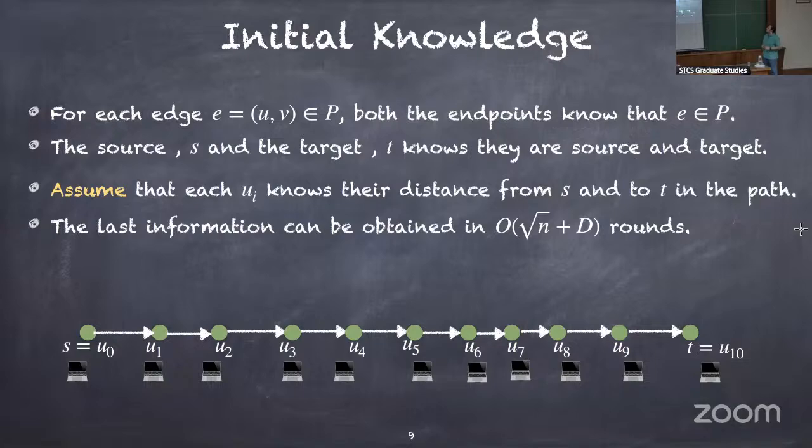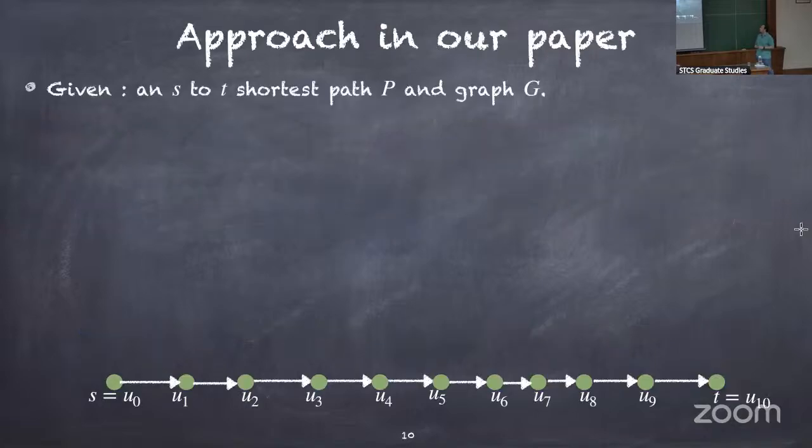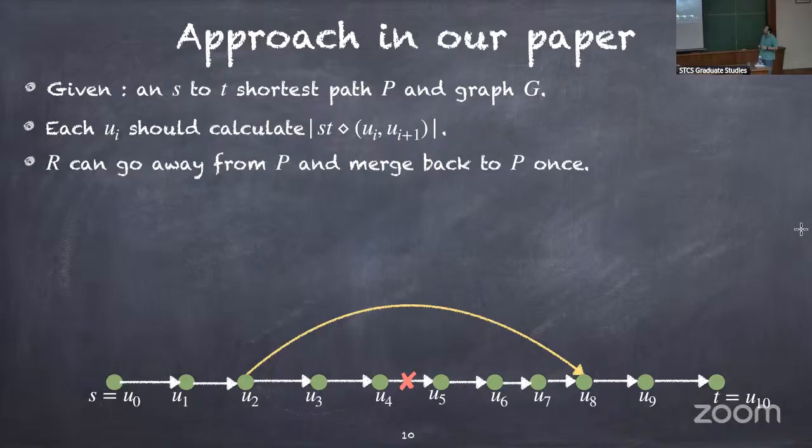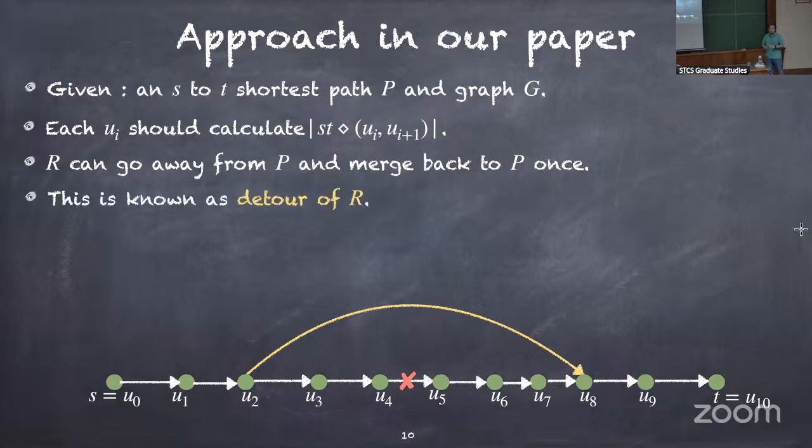Let's discuss the approach in our paper. You are given the path, and for u_i we should calculate the shortest S to T path avoiding the edge after u_i. Let R be the replacement path. P is the shortest path, so R has to go away from P at some point before the edge fault, and then it has to march back. After marching back, it can go through P itself. So it can go away from P and march back to P at most once. This is known as the detour of R.